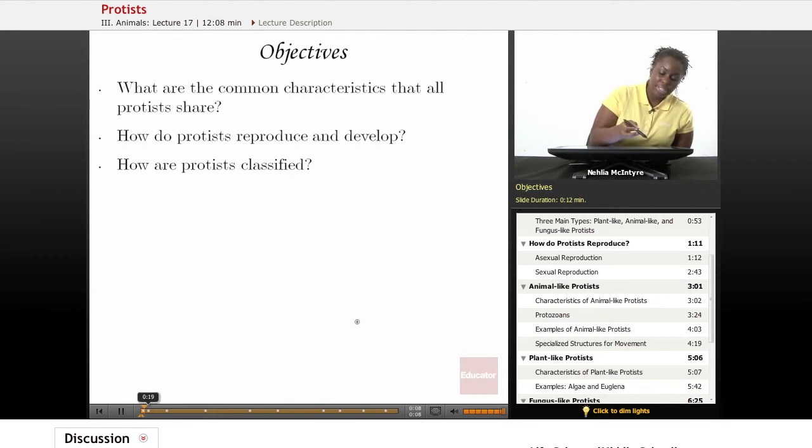Our objectives for today's lesson will be: Number 1, what are the common characteristics that all protists share? Number 2, how do protists reproduce and develop? And number 3, how are protists classified?